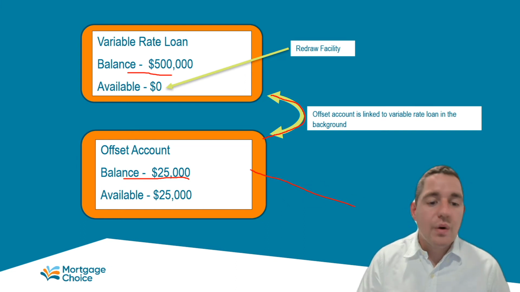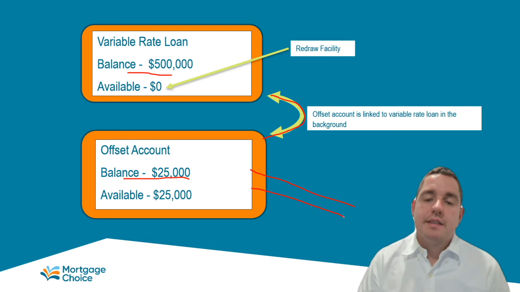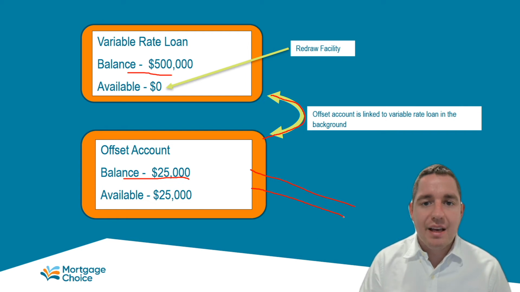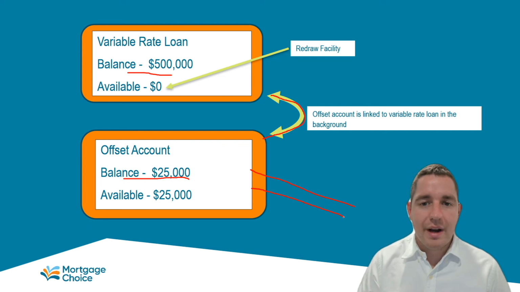Now, the thing I like about offset accounts is it's a normal transaction account, meaning you can have all your income going into the offset account and all your expenses going out of the offset account. The downside to an offset account, typically speaking, is they come with annual package fees anywhere between $180 all the way up to $400.